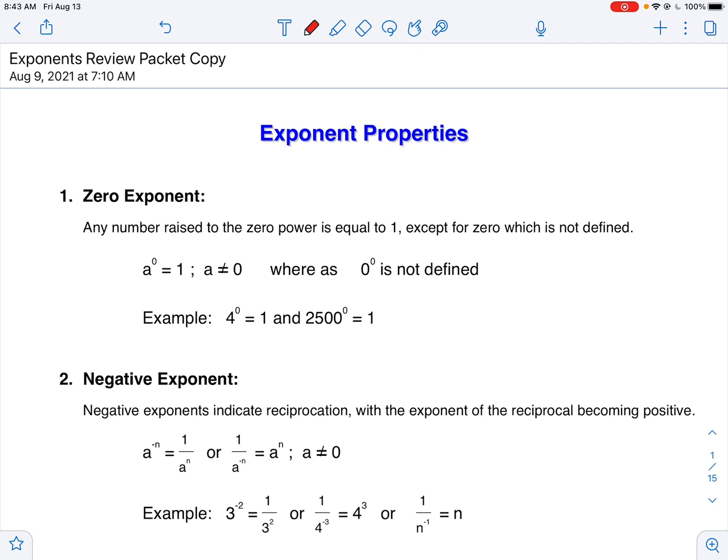So let's start. The first one is the zero exponent. Any number raised to the zero power is equal to 1, except for 0, which is undefined. Okay, so here we see a to the 0 equals 1, as long as a is not 0, because 0 to the 0 is undefined. It's actually a debate in the mathematical community. It might be 1, it might not be.